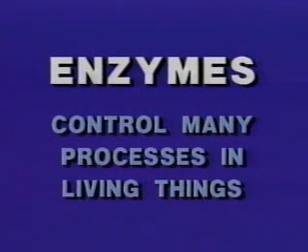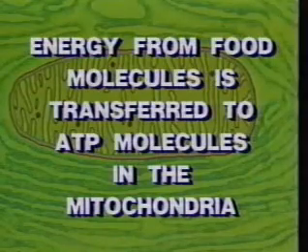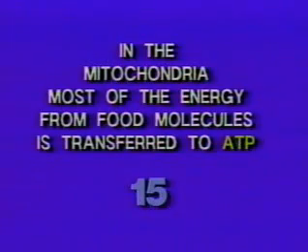Each step of the respiration process in the mitochondria is regulated and controlled by enzymes. Enzymes are substances that control many processes in living things. Each time a food molecule is broken down in the mitochondria, most of its energy is transferred to ATP energy molecules. Write this definition under number 10 on your activity sheet. In the mitochondria, most of the energy from food molecules is transferred to ATP.